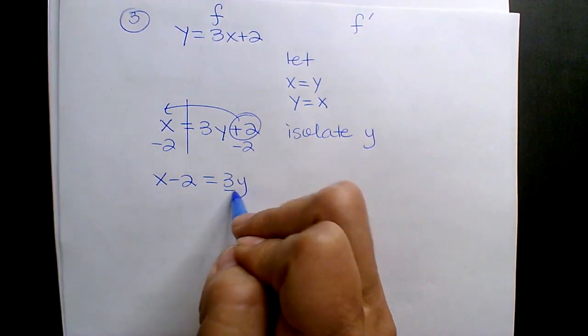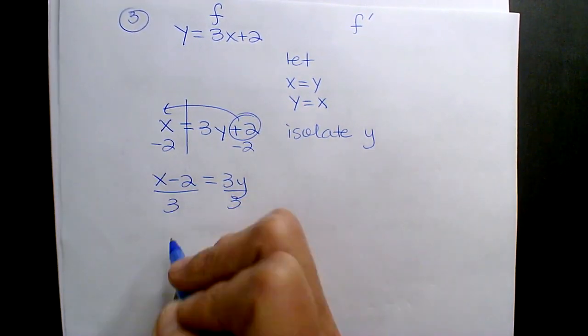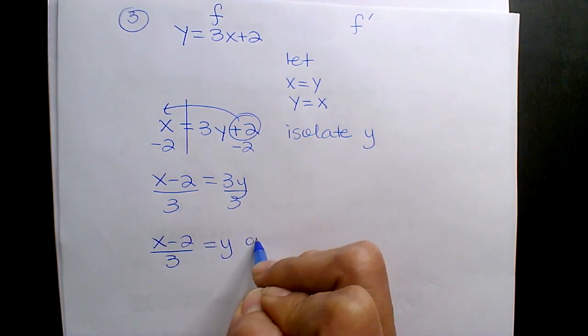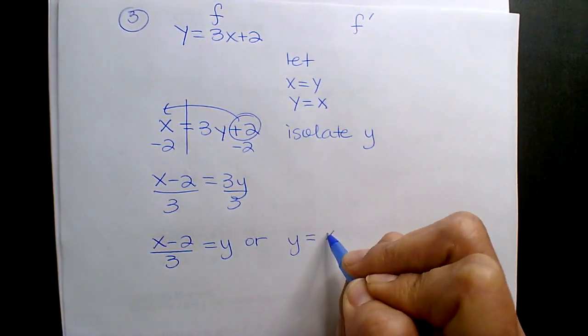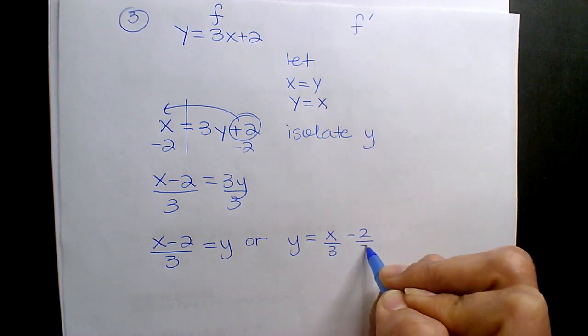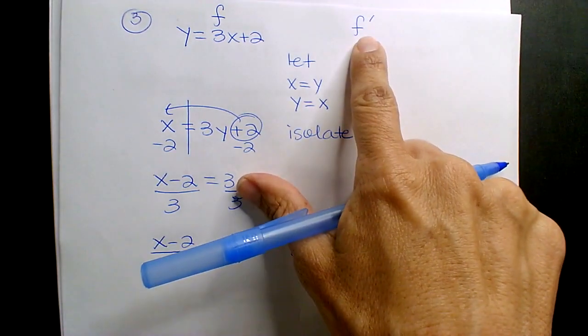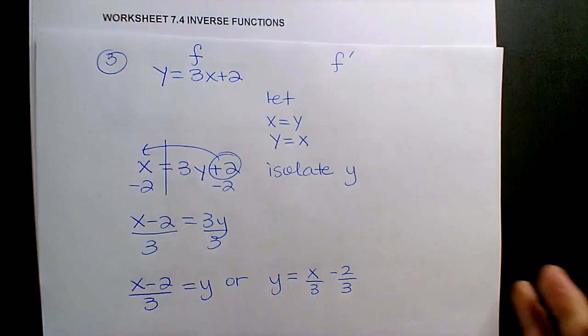Next, inverse the 3. Okay, so I get x minus 2 all over 3, or y is equal to x/3 minus 2/3, right? You guys know how to split them into 2 separate terms, just as long as you keep the denominator. Yeah? That's your inverse function. That's it. So, what is the inverse function or inverse equation to y equals 3x plus 2?